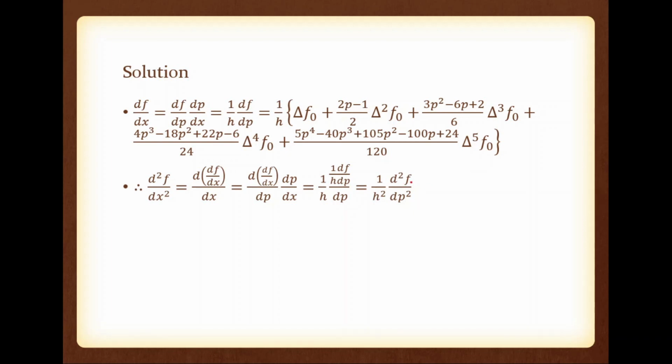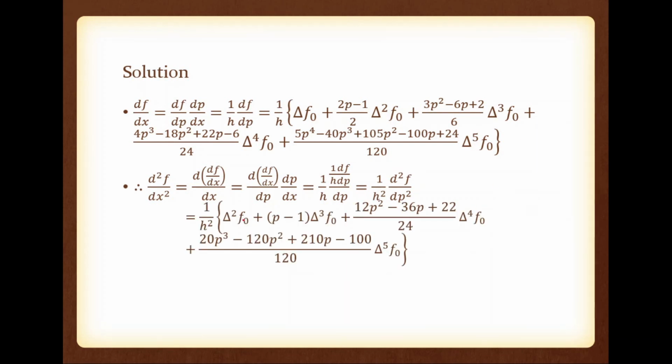So what is d square f by dp square? That is the differentiation of this expression written inside the curly bracket with respect to p. So that is equal to 1 by h square into, what is the differentiation of this? Forget about the remaining terms; we are considering the curly bracket only. What is the differentiation of delta f0? That is 0, so that is not written here. What is the differentiation of this term, 2p minus 1 divided by 2? Its differentiation is 2 by 2, that is 1.